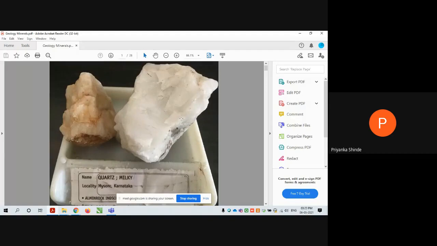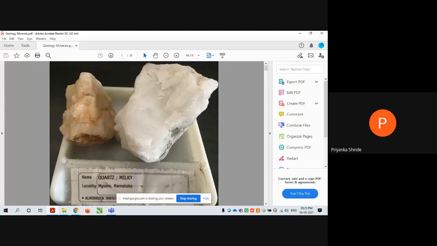Then a few more properties are form, chemical composition, crystal system, occurrence and uses. So all these properties we are going to discuss today. I'll start with the quartz group of minerals. Here, the common properties we'll see first. I'll show you all the quartz varieties.